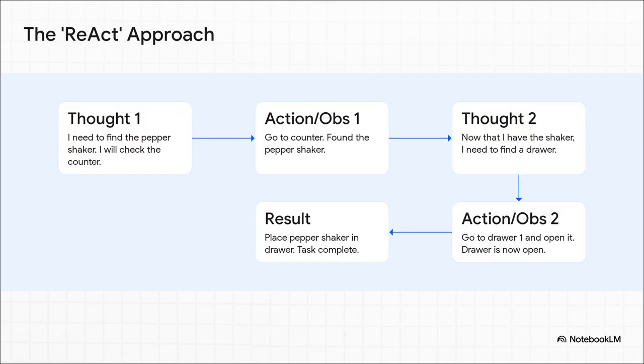But now, look what happens with ReAct. The whole process is completely different. The agent starts with a thought. Okay, I need to find the pepper shaker. I should probably check the cabinets and the counter. So it acts on that. It goes to the counter. The observation? Hey, I found the pepper shaker.